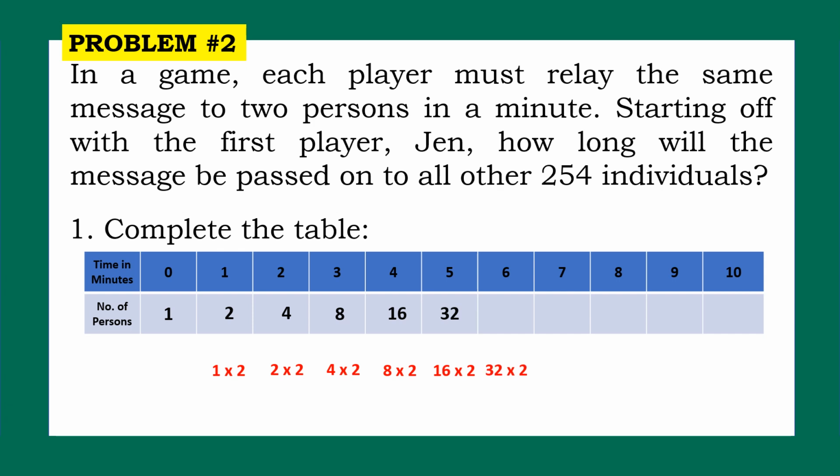For the sixth minute, we have 32 times 2, and that is 64. For the seventh minute, we have 64 times 2, and that is 128. For the eighth minute, we have 128 times 2, and that is 256. For the ninth minute, we have 256 times 2, and that is 512. And for the 10th minute, we have 512 times 2, and that is 1024.